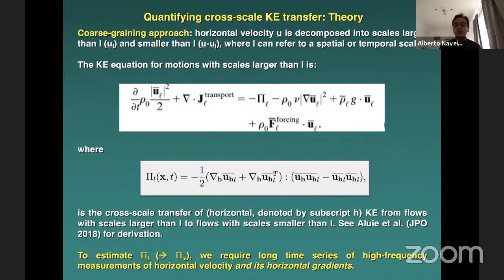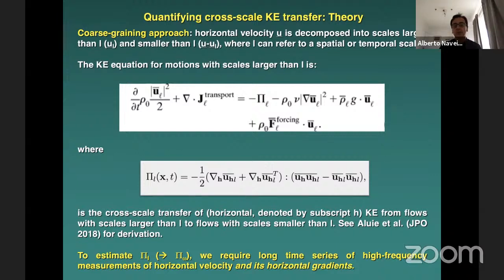The second term on the right-hand side represents viscous dissipation. The third term is baroclinic conversion. And the fourth term represents the injection of kinetic energy at those scales by winds or tides. But the term that we're interested in here is the first term on the right-hand side of the equation, denoted as pi L, which refers to the exchange of kinetic energy between flows of different scales larger and smaller than L. Now, this term is defined in the expression at the bottom of the slide.